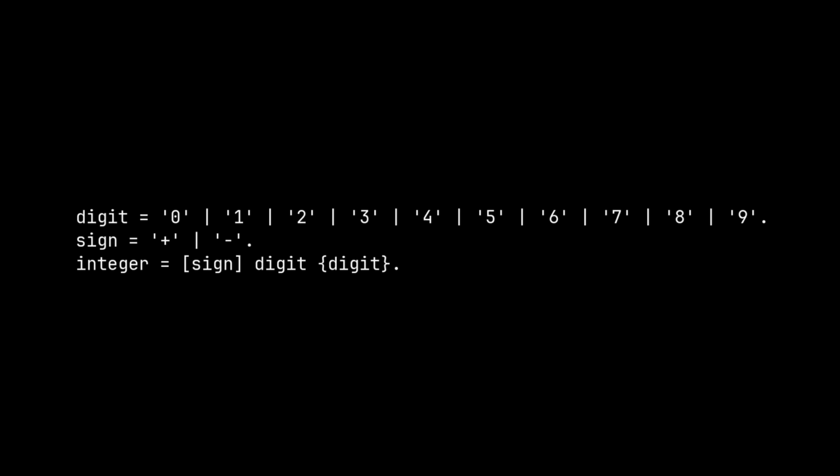Sign can be either plus or minus, and an integer is formed of a sign in brackets. That means the sign is optional, not all integers have a sign. Then at least a digit, and in braces, the braces mean that the digit can be repeated any number of times.